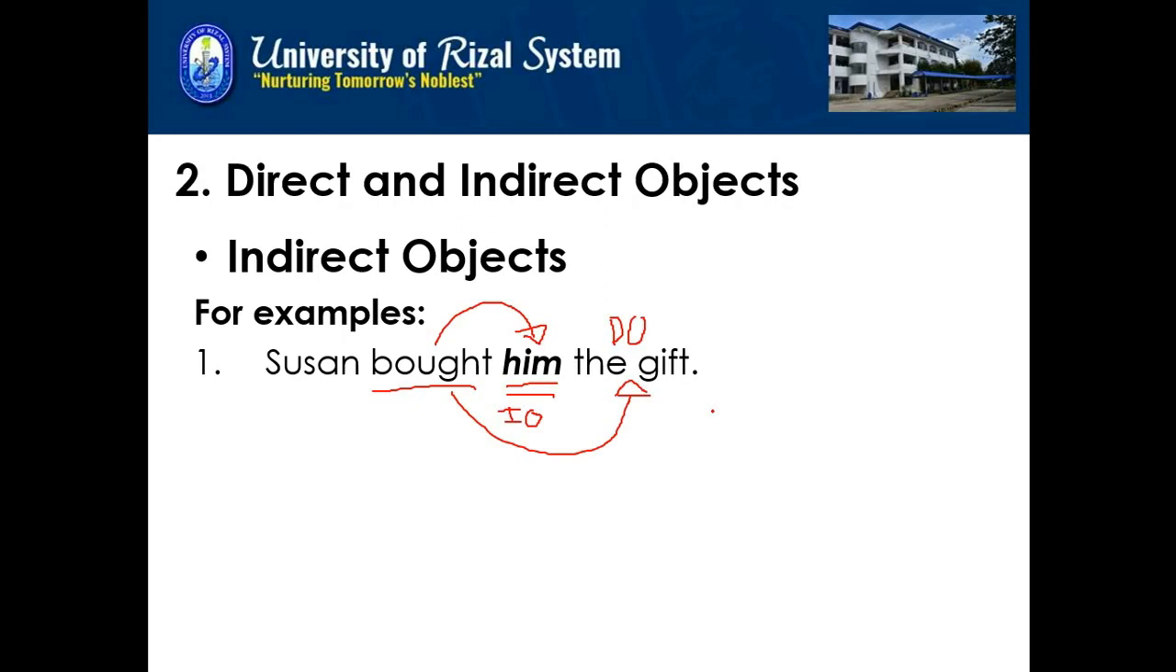Pag sinabi mong Susan bought him, di ba bitin ang sentence? So, therefore, that could tell na parang may kulang sa sentence. Susan bought him. Ha? Bought him what? The gift. And that makes the gift as the direct object. So, you can talk to yourself. Actually, kapag nag-a-analyze, pwede mo kausapin yung sarili nyo para mas maunawaan yung sentence. That is an effective way of analyzing a sentence.